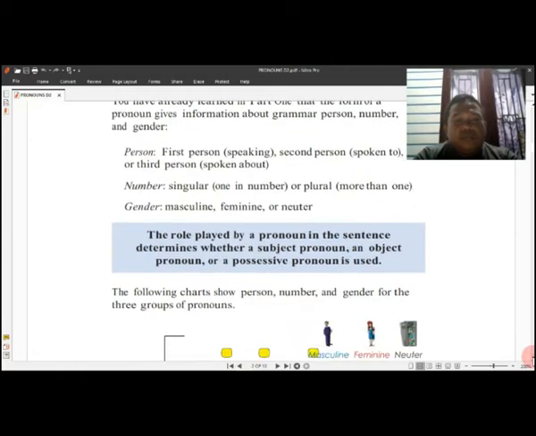The role played by a pronoun in the sentence determines whether a subject pronoun, an object pronoun, or a possessive pronoun is used. So in this part, you're going to understand more about how we put a subject pronoun, object pronoun, or possessive pronoun in a sentence. Okay, especially in a simple sentence which only consists of a clause.